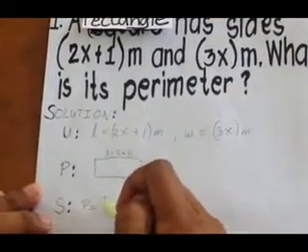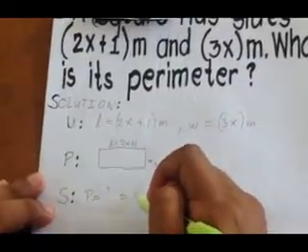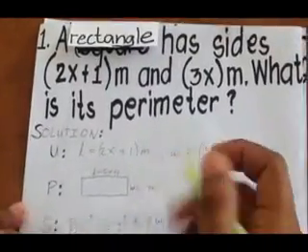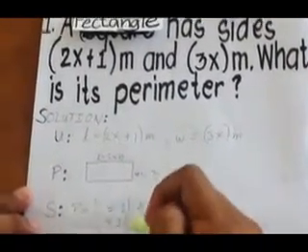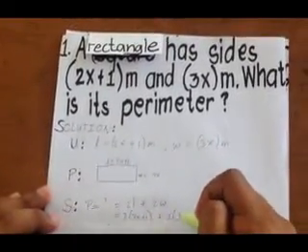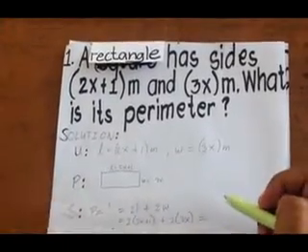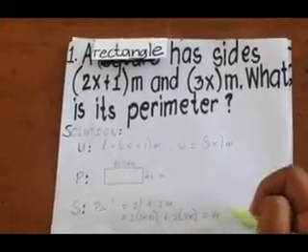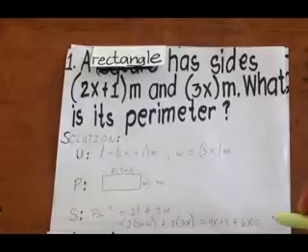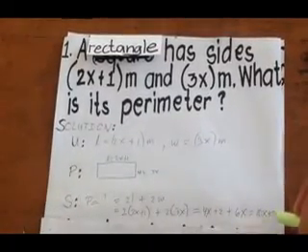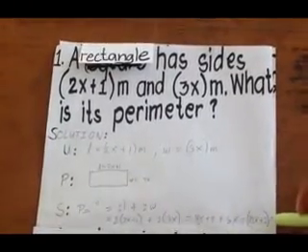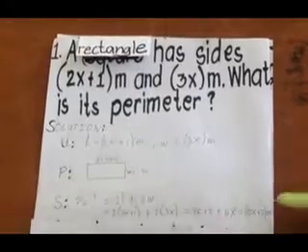The perimeter is equal to 2L plus 2W. Now we will substitute the values of length and width. We have 2 times 2x plus 1 plus 2 times 3x. And we will simplify. We have 4x plus 2 plus 6x. Our final answer is 10x plus 2. Is that the final answer? No, because we need to write the label, or the meter.